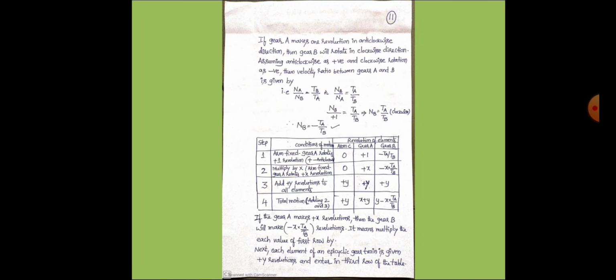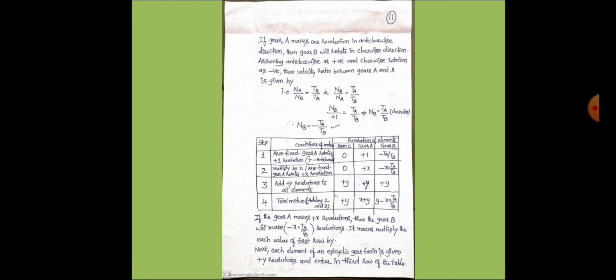So by fixing the arm C, what is the step? We have to assume a certain thing. Among the three elements, one of the elements is to be fixed, preferably the arm. Here there is one arm, that is arm C. So let us assume the arm C is fixed. By fixing the arm C, let us give one revolution to the gear A in an anti-clockwise rotation.